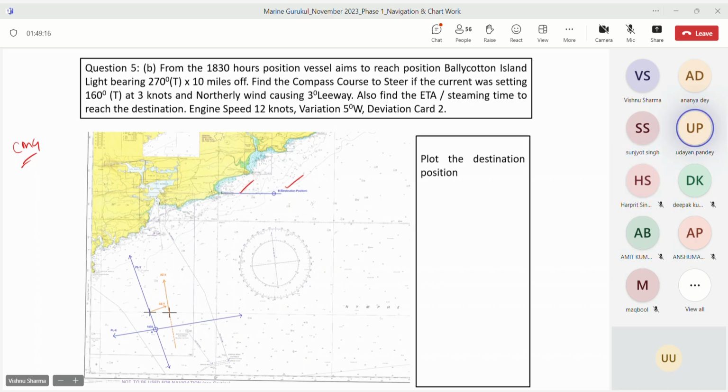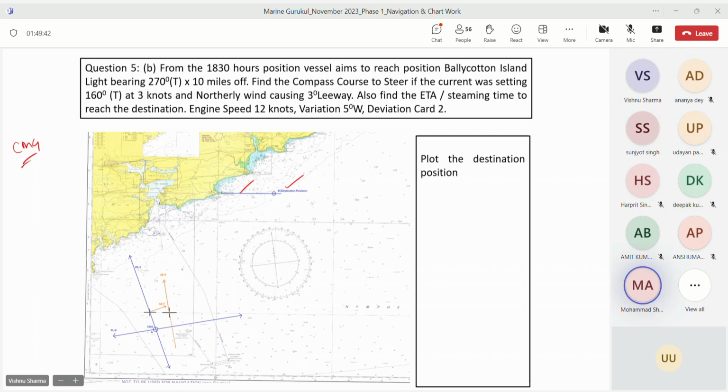Engine speed. Can we have the distance made good? But how will you be able to use the distance made good? And if yes, how? And if no, why? Is this question exactly the same as the previous one? No, sir. What is the difference?